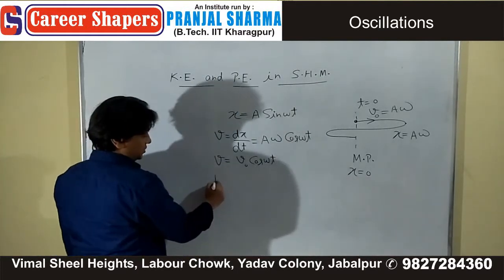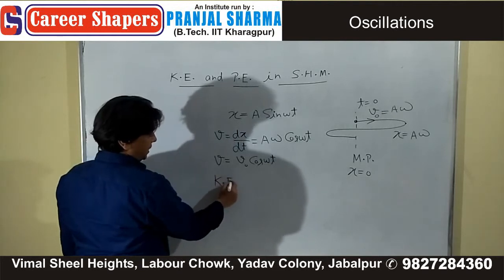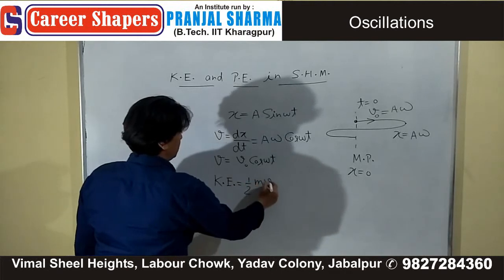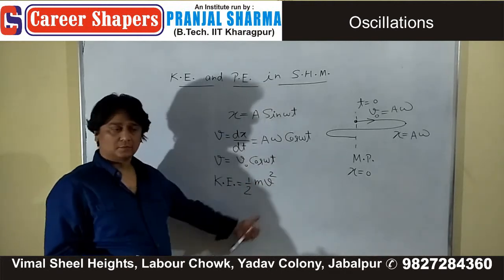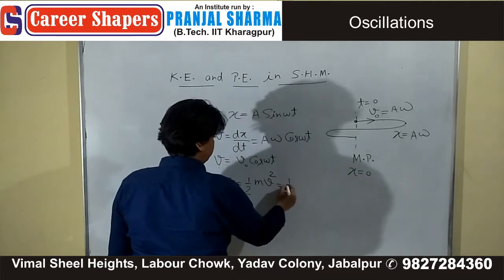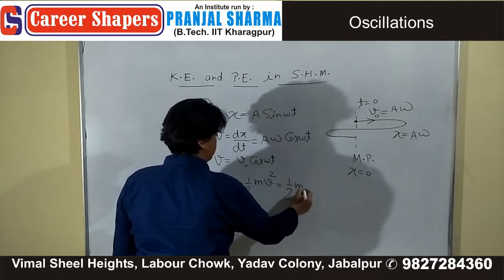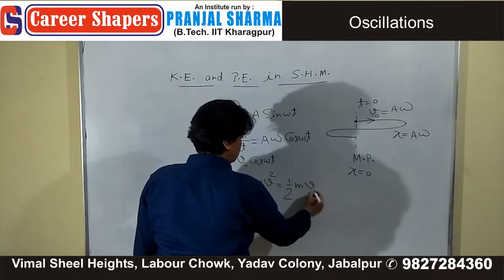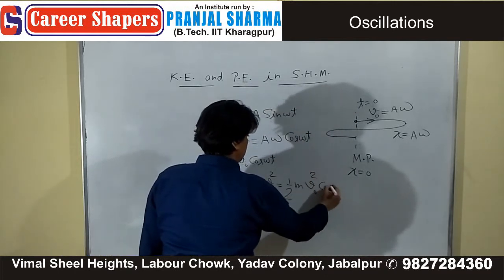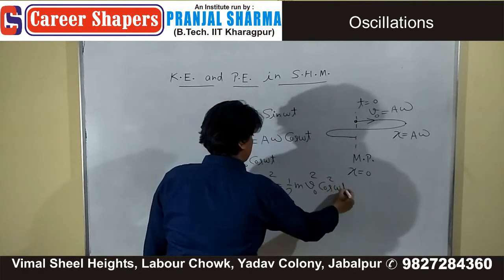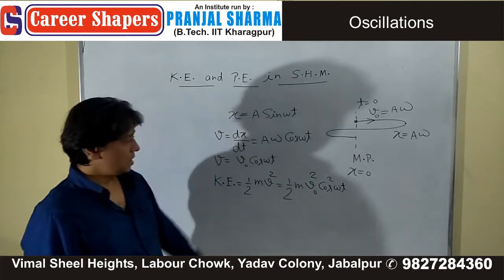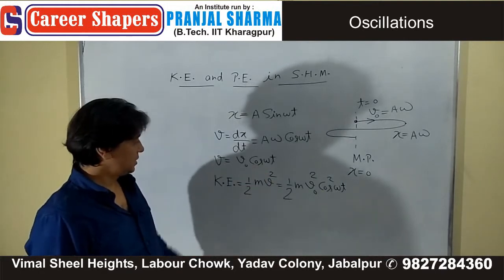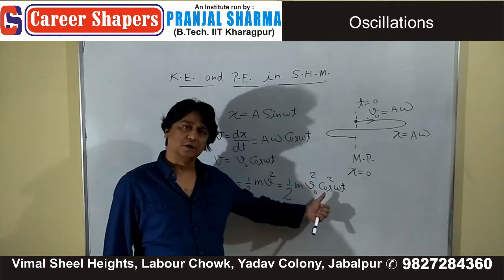What is kinetic energy? Kinetic energy is half m v square, which is half m times the square of this number, v naught square cos square omega t. Half of m times v naught square cos square omega t. This is your kinetic energy.